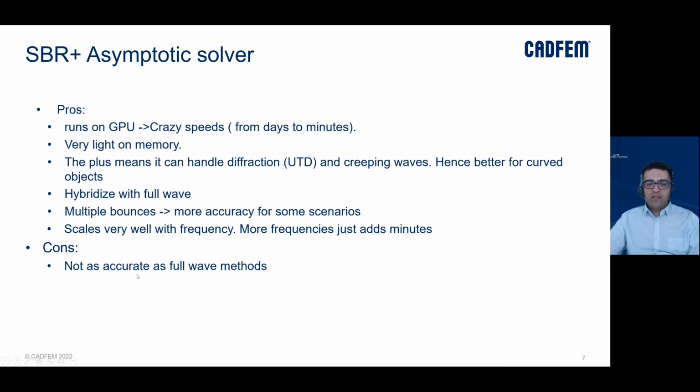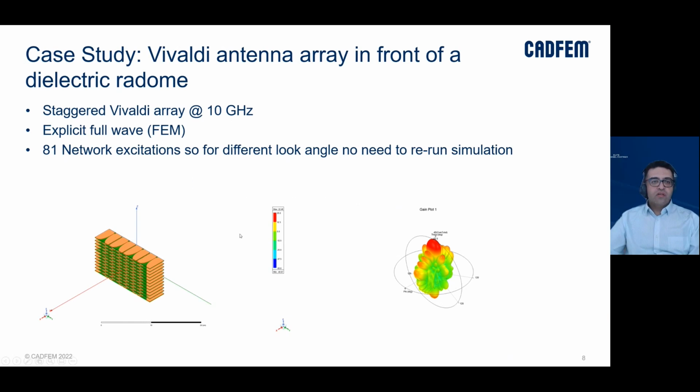The con is it's not as accurate as full wave methods, and many people ask, okay, how accurate is it, or how inaccurate is it? Actually, that's the main goal of this presentation, to give you a typical example to answer that question. What are you compromising in accuracy in order to gain speed? And the short answer: not really that much. It's a tiny bit.